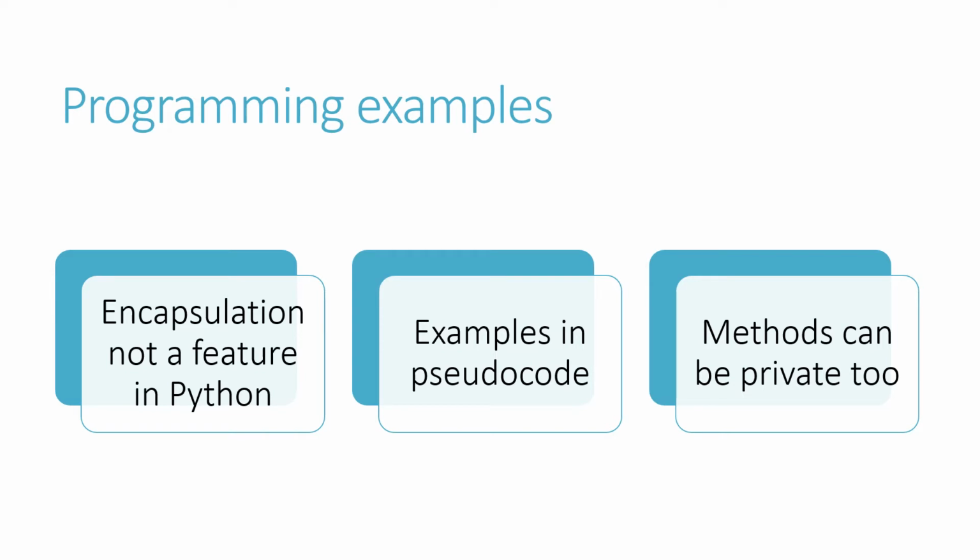We don't use encapsulation in our standard Python programming. So all the examples that I will look at in this lesson are written in pseudocode, where you can set attributes as private. It's worth noticing that methods can be private too, but I'm not going to talk so much about that feature.